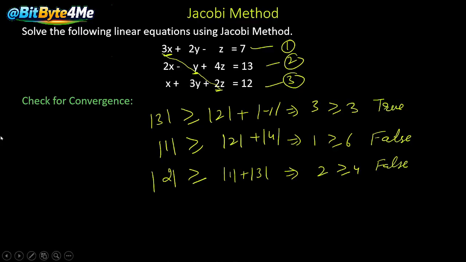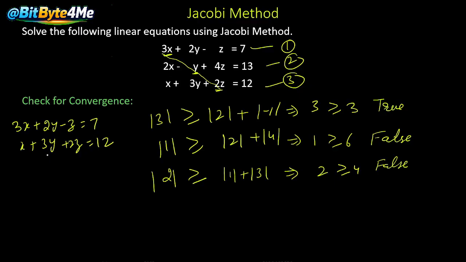Equation number 1 is good, that is 3x plus 2y minus z is equal to 7, and in place of the second we will use the third equation, that is x plus 3y plus 2z is equal to 12. Now if we check this, the diagonal element 3 is greater than or equal to the sum of these two elements: 3 is greater than or equal to 1 plus 2, that is 3. So this is true.